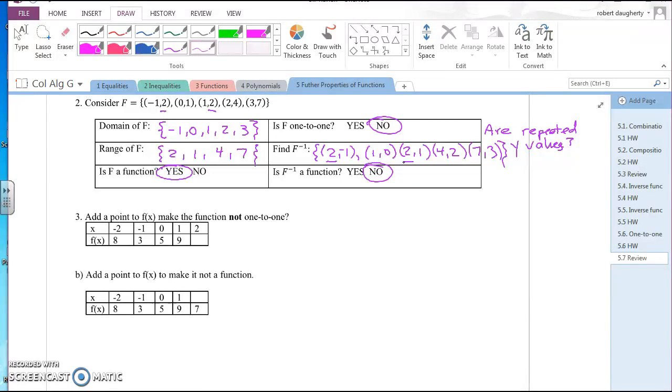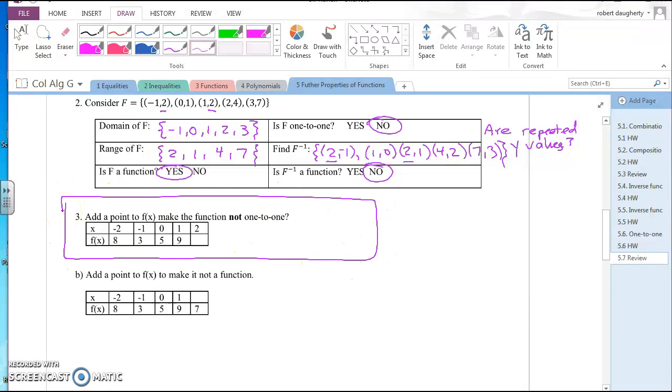The next one, we may not have done a problem like this. This is just using concepts of what you know. Add a point to f of x to make the function not one-to-one. So not one-to-one means it has repeated y values. So I've got to put something in that empty box that is a repeated y value. So it's either going to be an 8, a 3, a 5, or a 9, your pick. So you can write either 8 or 3 or 5 or 9. Any of those numbers will work. So I now have repeated y values. That makes the function not one-to-one.